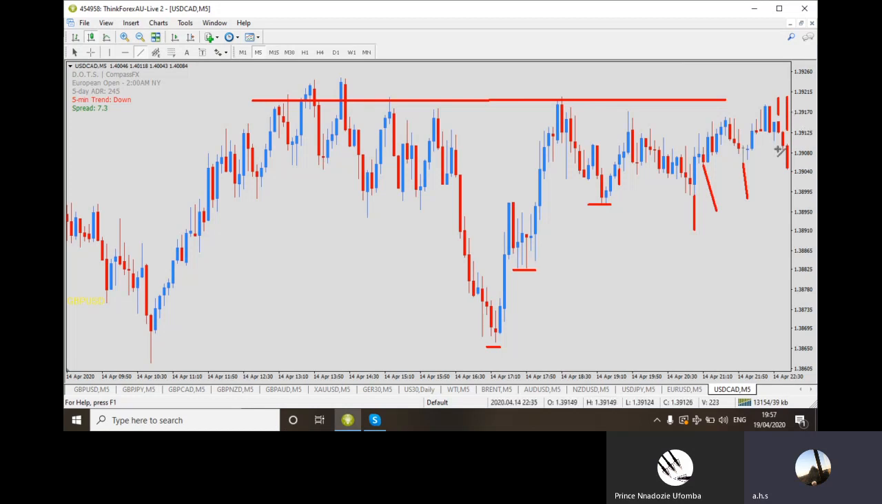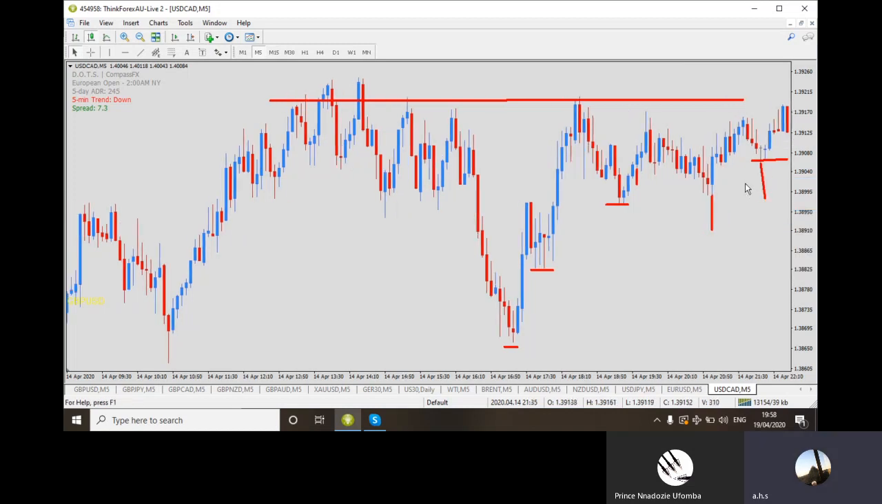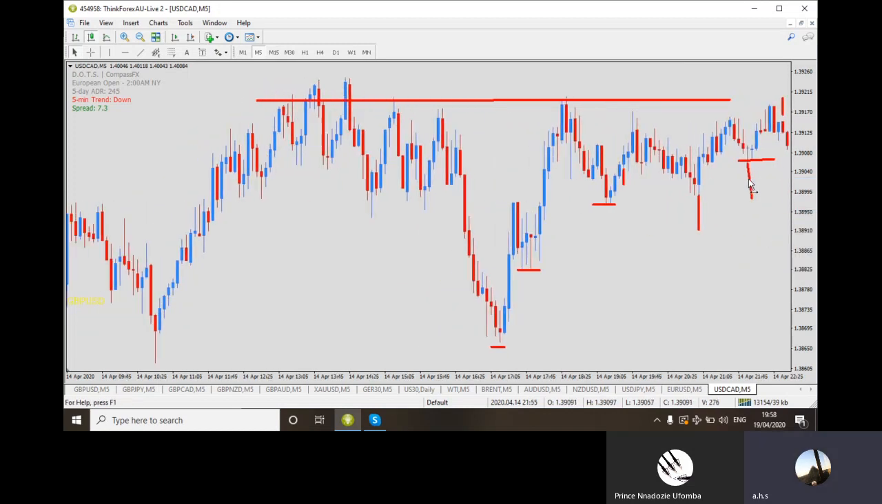My first concern is we've broken this higher low. But guess what? I'm going to stay in this trade because this right here is valid. This higher low right here is valid. Whoops, shouldn't have gone that far. This higher low is valid. As soon as it breaches this higher low, I'm out of the trade.